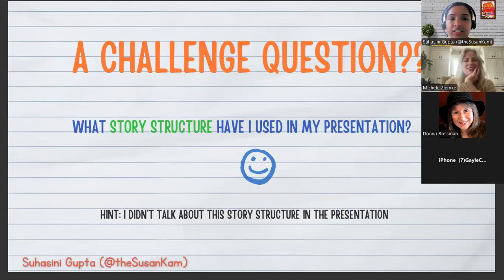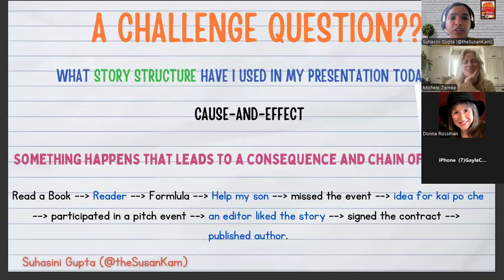So I think I can tell the answer. It also has a traditional picture book structure, but it's mostly cause and effect, because when something happens, that leads to a consequence and a chain of events. For example, if I hadn't read 5.7, I wouldn't have become a reader. If I hadn't used that formula, I wouldn't have helped my son. If I hadn't missed the event, I wouldn't have gotten the idea for Kaipoche.